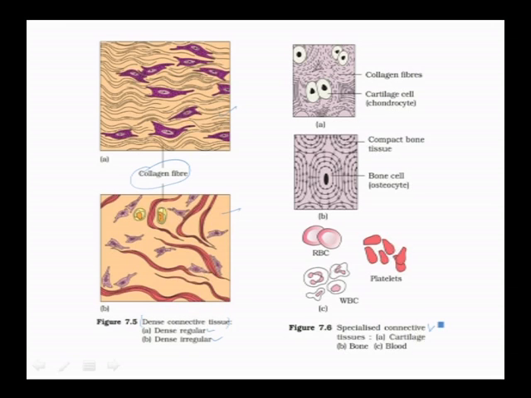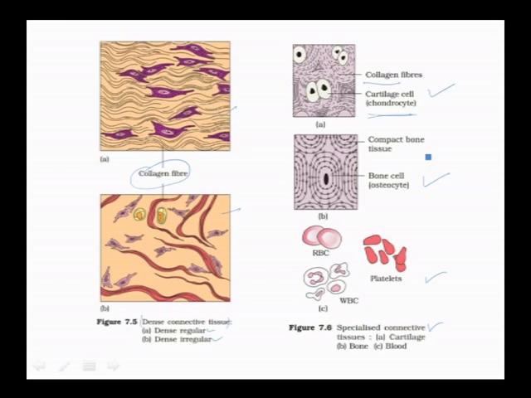They are the specialized connective tissues like cartilage, bone and blood. Cartilaginous tissue consists of collagenous fibers. Remember, collagen is the most abundant protein in animals. Collagen fibers are made up of collagen protein. It is present in the matrix of the cartilage, and the cells of the cartilage are called chondrocytes.